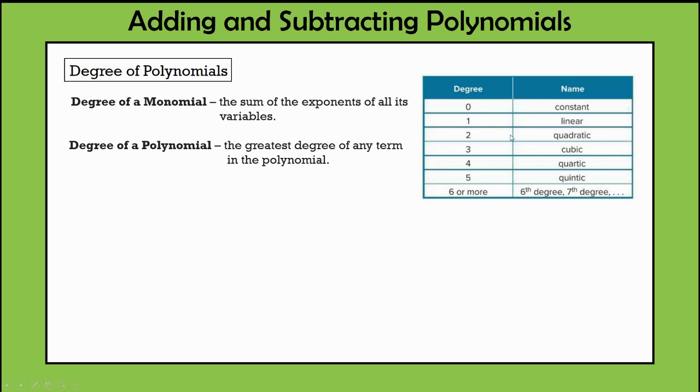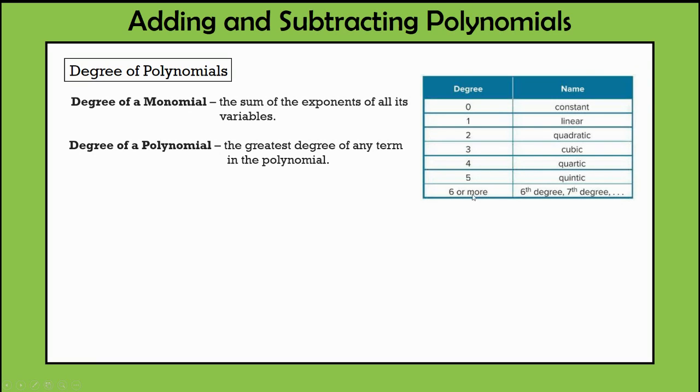Quadratic is when you have a degree of 2. So you have a variable raised to the second power. That would give you a degree of 2, and that'd be called a quadratic. A cubic polynomial is when the highest degree is 3. A quartic is when the highest degree is 4. Quintic is when the highest degree is 5.